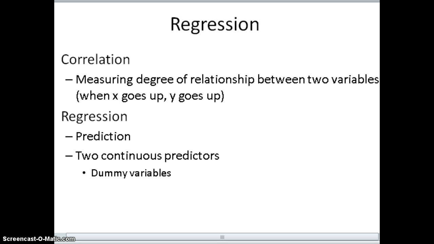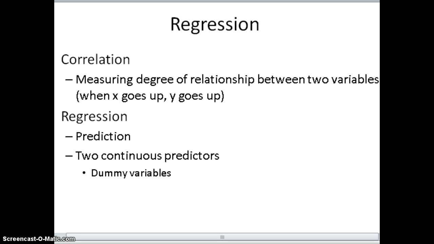Regression, on the other hand, allows us to assess the degree of the relationship, and we also can make predictions about the possible values of a variable. So correlation said, okay, when x is up, y also tends to be up. But with regression, we can actually get a very specific value for how much y will go up when x goes up.